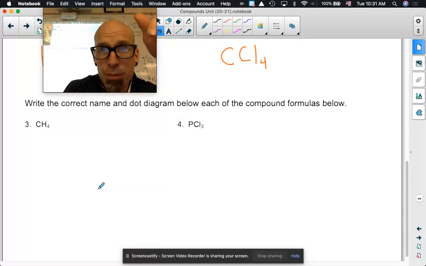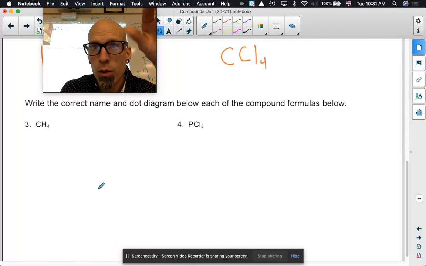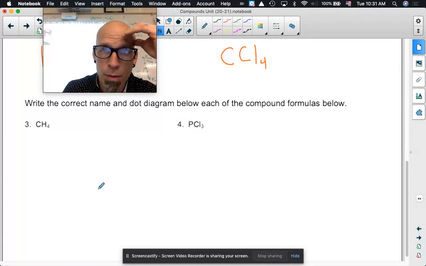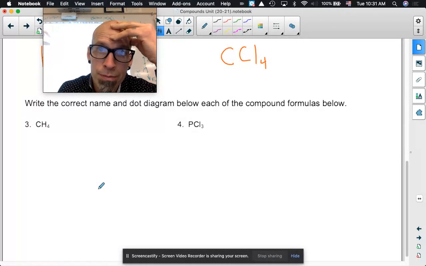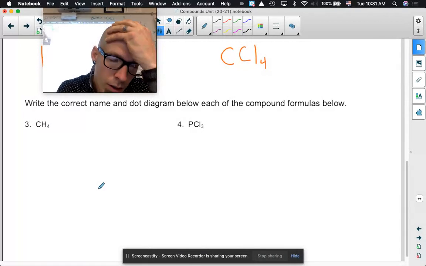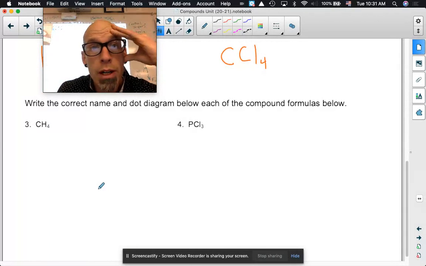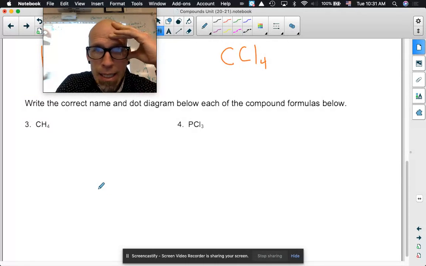Oh, now before we did this in class, we did some building. We were using the molecular models and building some molecules and stuff. So, if you weren't here, you missed the building stuff. And then we went into this. So, CH4, how are you going to write the name of that?